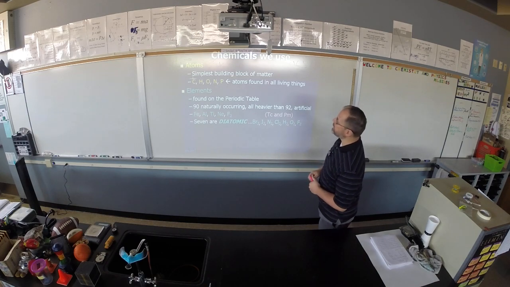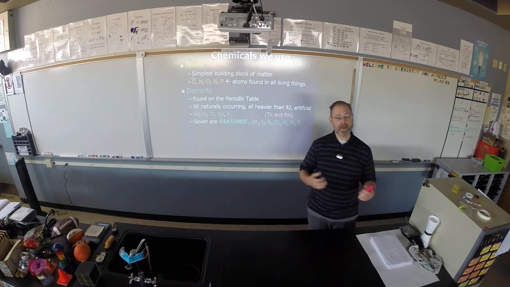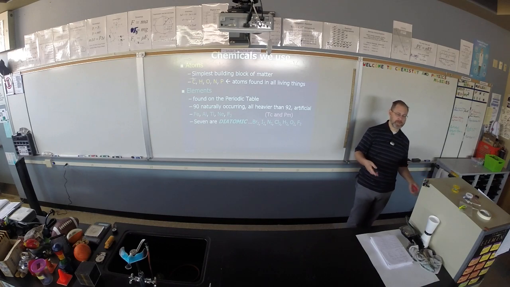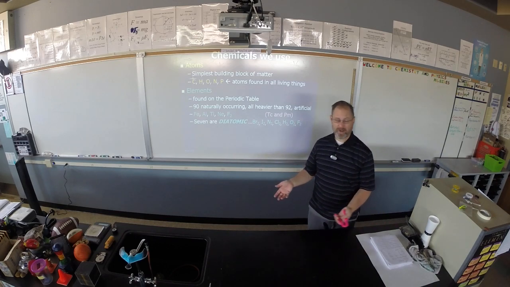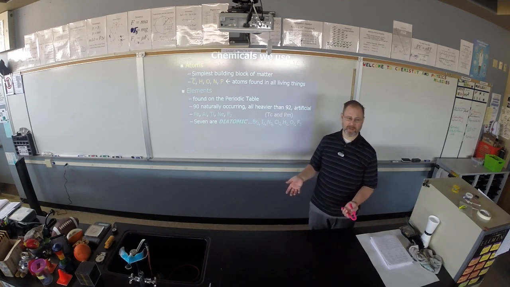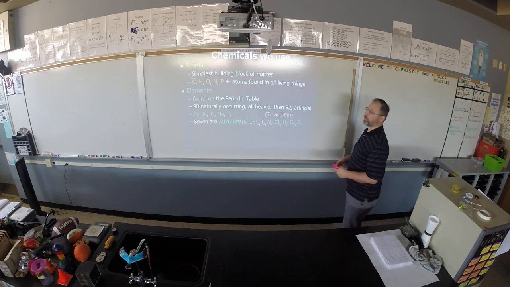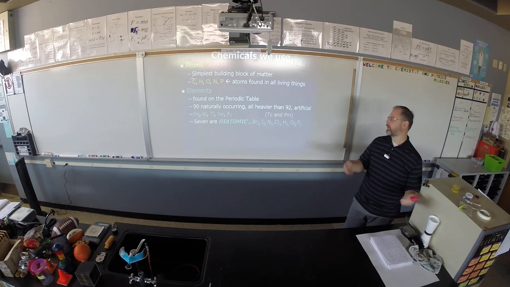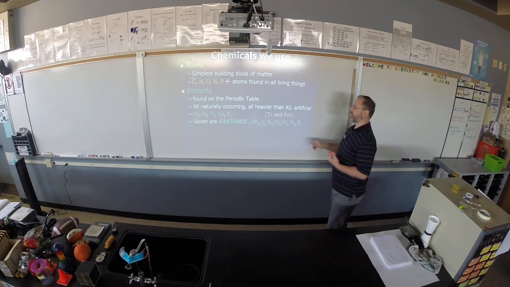So 90 elements are naturally occurring. We can find them on the planet. Everything after 92 is artificial. Neptunium, plutonium, americium, californium, those are all artificial. We made them in a lab. And they're not really good for anything unless you want to knock down buildings with a nuclear bomb. Or, you know, if we need something radioactive, then they're great. Otherwise, not really great. Now here's the important thing.